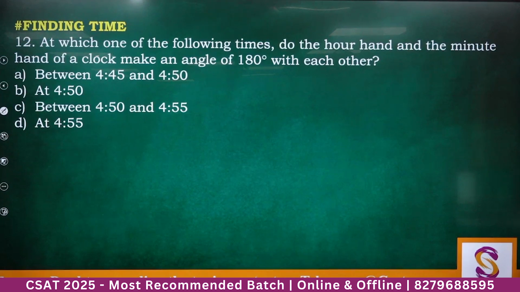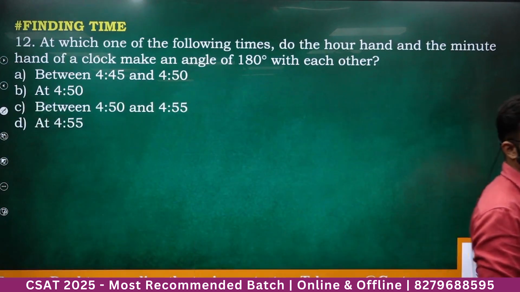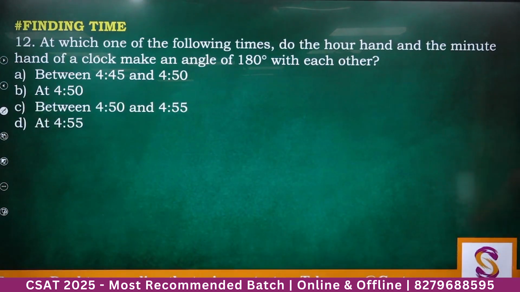Both the hands are making an angle of 180 डिग्री. इसका मतलब क्या है? They are exactly opposite. अब try to draw, imagine, जो भी आप कर रहे हो कि exact opposite कब होगा. You don't need to calculate exact time.